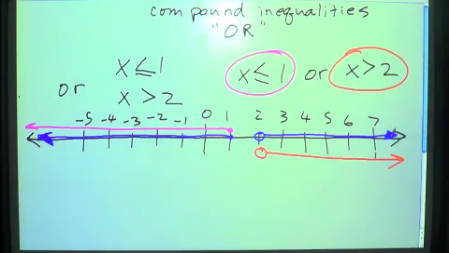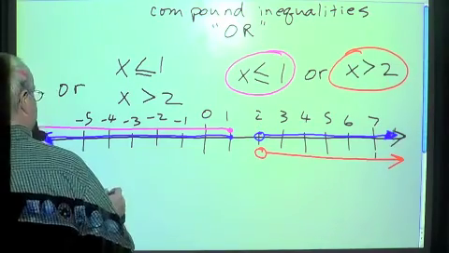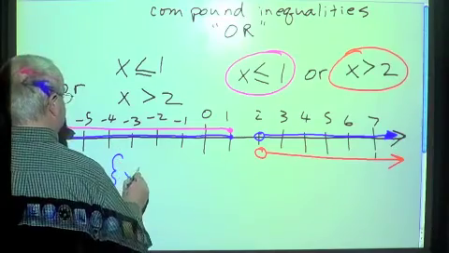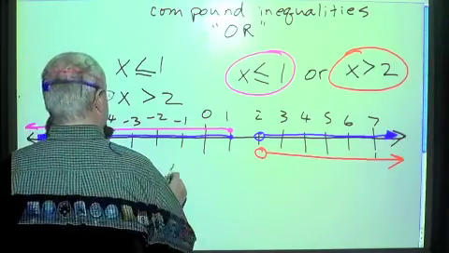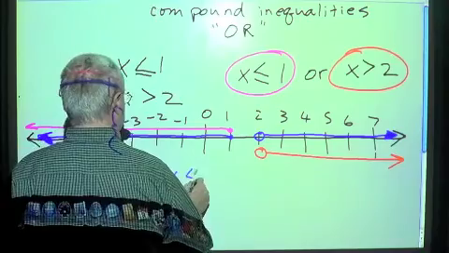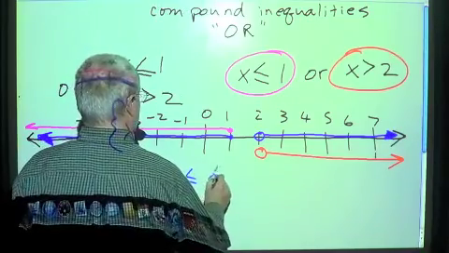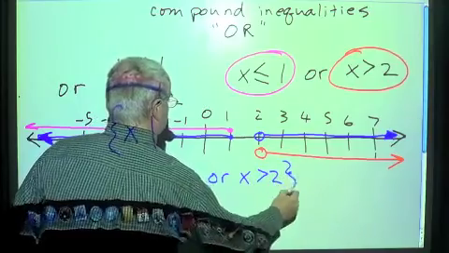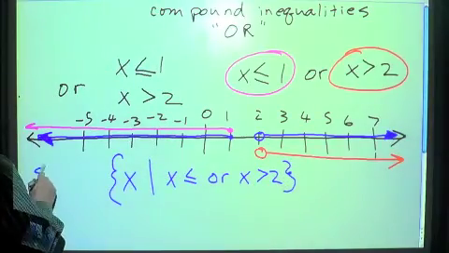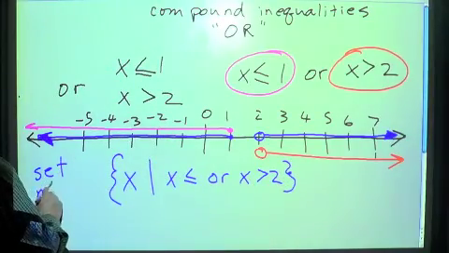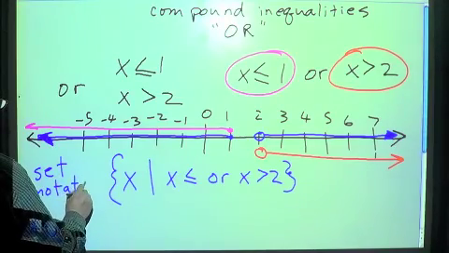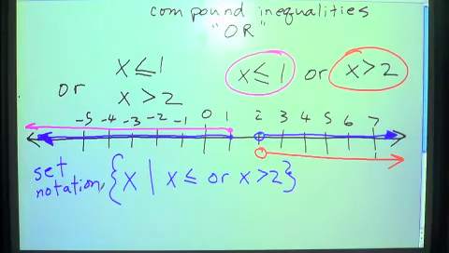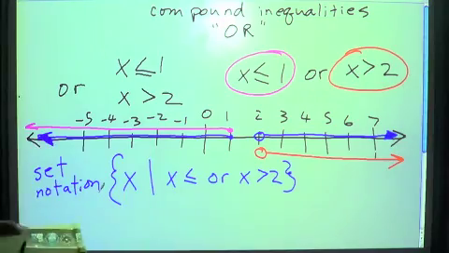Now let's look at it in set notation. Set notation would look like something like this. X such that X is less than or equal to 1 or X is greater than 2. Okay? This is set notation. Let's do an example.